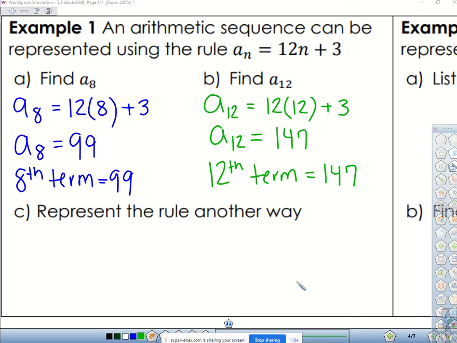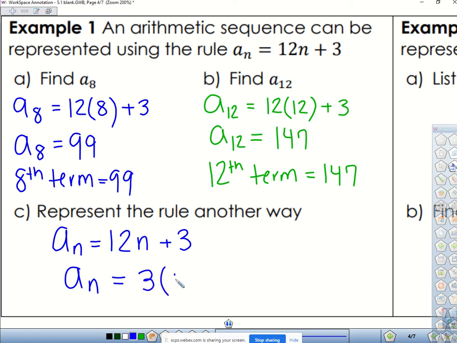Now we're going to talk about how we could represent this rule another way. The reason I want to mention this is there are going to be times where they give you a formula and they'll ask which formula is equivalent to this one. So I just want you to be aware that they can be represented slightly differently. If I rewrite the original formula, what do you notice about both of these terms in the formula? Yeah, someone said factored. They can be factored, right? What can I factor out of them? 3. Good, a 3. So technically, I could factor a 3 out of these.